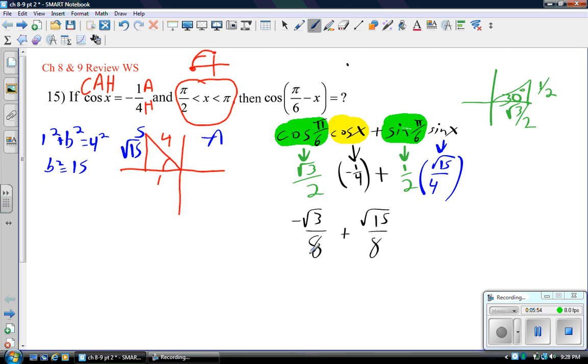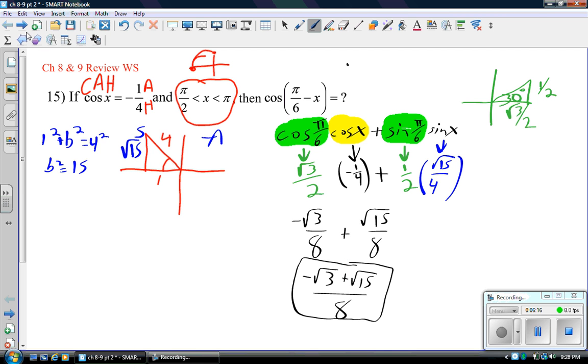Now, all you can really do from there, since there is a common denominator, you could put both of these in the numerator and just make it one fraction. Or you could have root 15 minus root 3, doesn't matter, all over 8. Nothing else I can really do to it. So there's the solution to that. Pretty non-standard number there, but it does work.